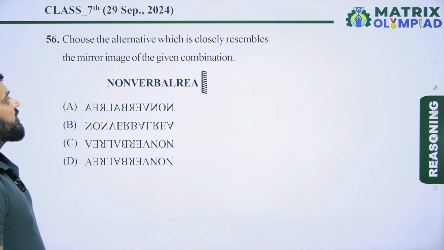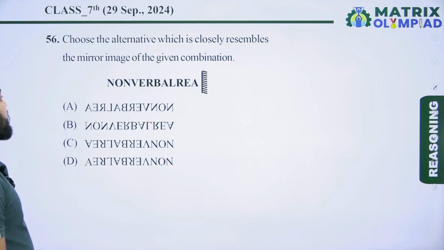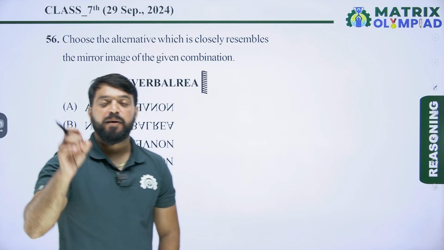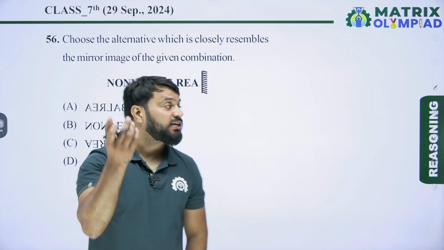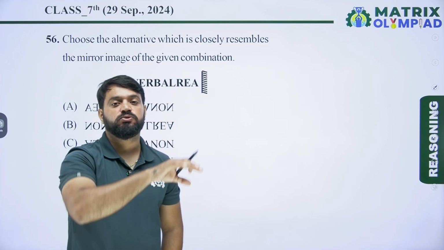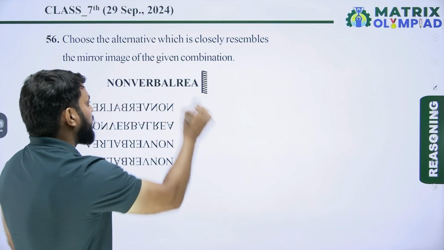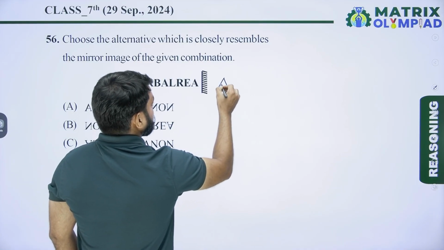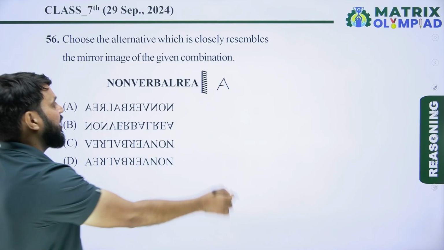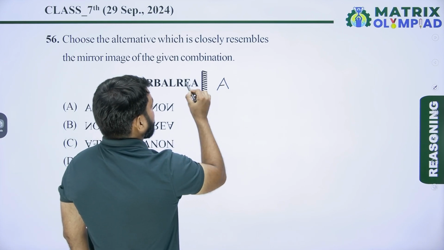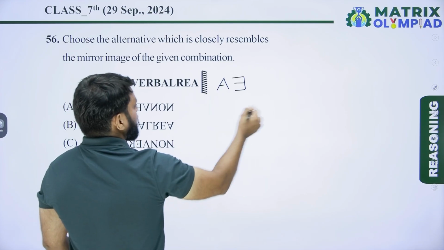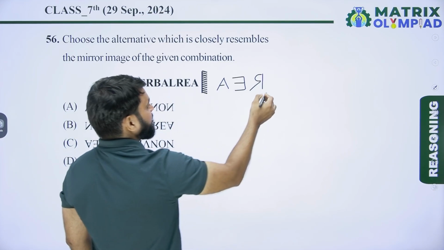Now next question is question number 56. Choose the alternative which closely resembles the mirror image of the given combination. In the mirror image, the part of an object which is near to the mirror remains near to the mirror in the mirror image. So first find the mirror image of A. The mirror image of A looks something like this, and then find the mirror image of E. The mirror image of E looks like this. Now the mirror image of R, this is the mirror image of R.